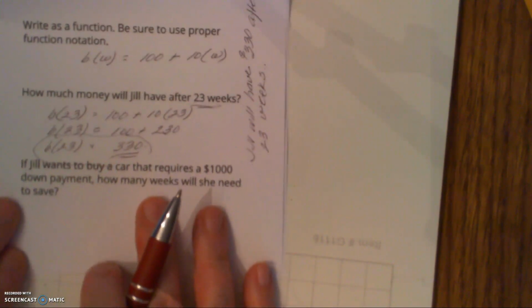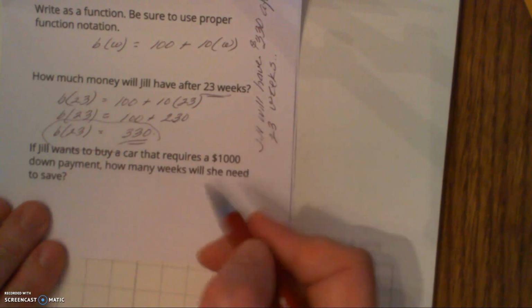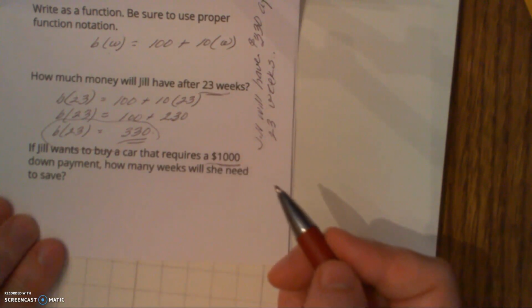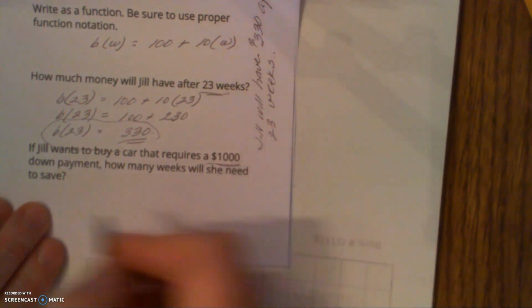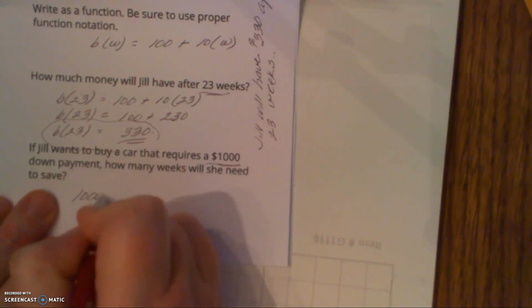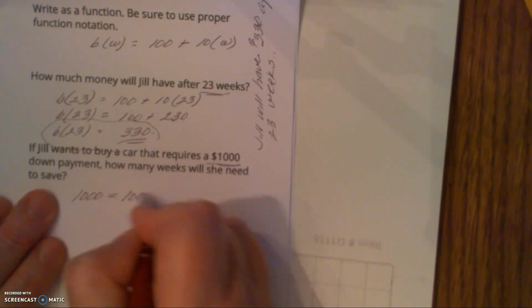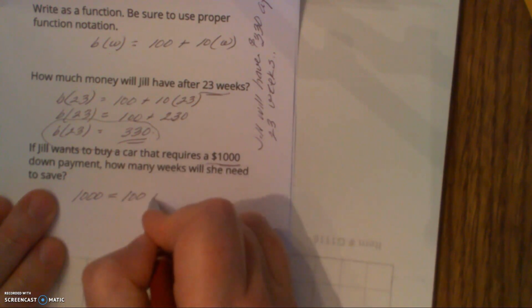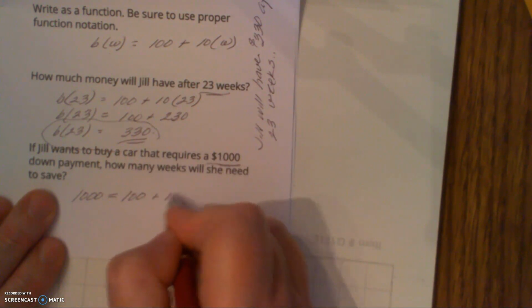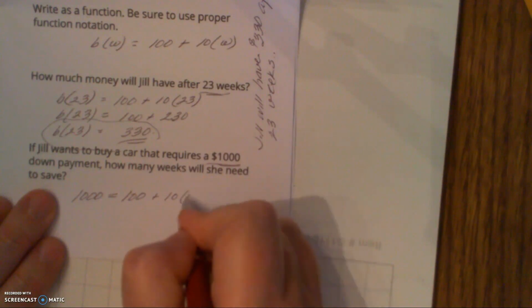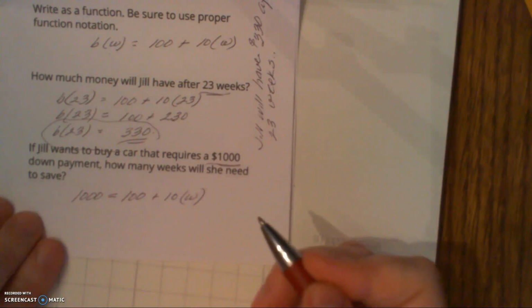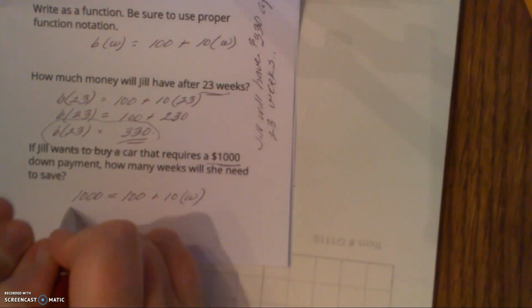So now we have the next one. If Jill wants to buy a car that requires a $1,000 down payment, how many weeks will she need to save? So we know we need a total of 1,000. We know that she started with $100 as above. We know she puts in $10 a week, but we don't know how many weeks. So now we're going to solve it.